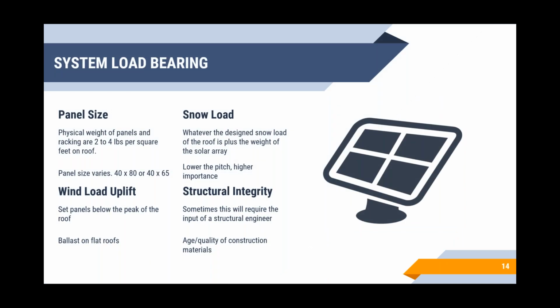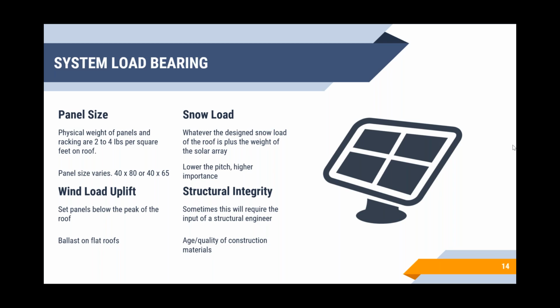And moving on to the system load bearing, we want to look at basically the structural side of the roof: the panel size, the wind uplift, snow load, and structural integrity. On panel size, those modules or panels come in 60 cell or 72 cell. The feet are the part of the racking that touches the roof itself, which kind of looks like an L bracket. With everything on top of the roof, you're looking typically around 2 to 4 pounds per square foot of roof.